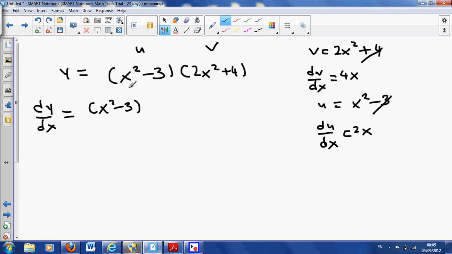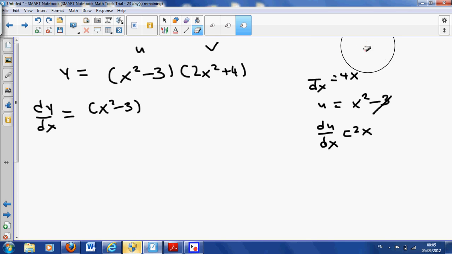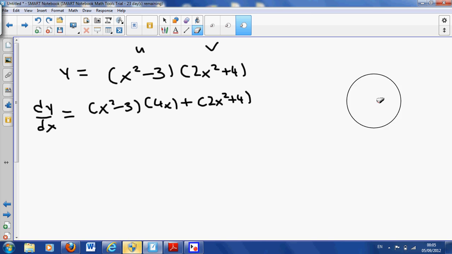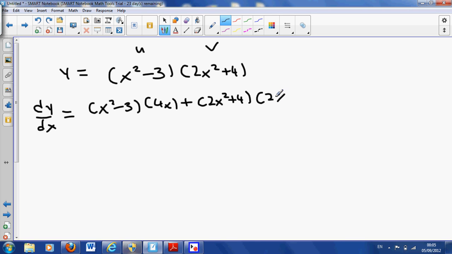So u times the dv dx, and remember the dv dx is 4x, so u times the dv dx, and the dv dx was 4x, plus v times the du dx. And the du dx is basically differentiating what u is, okay? And to differentiate what u is, as we said before, it's going to be 2x only, okay?